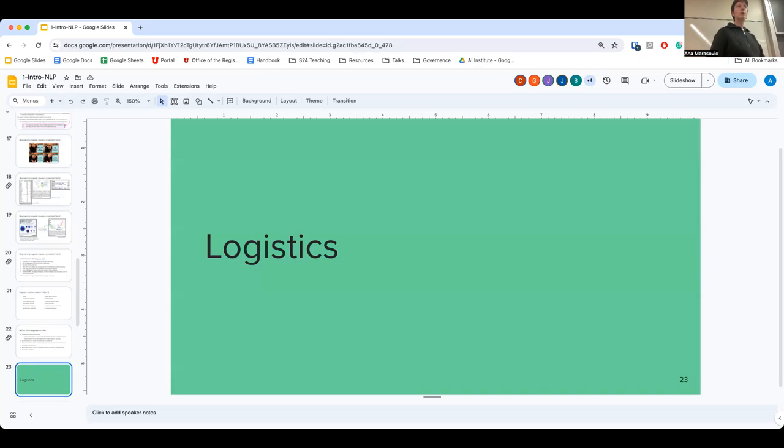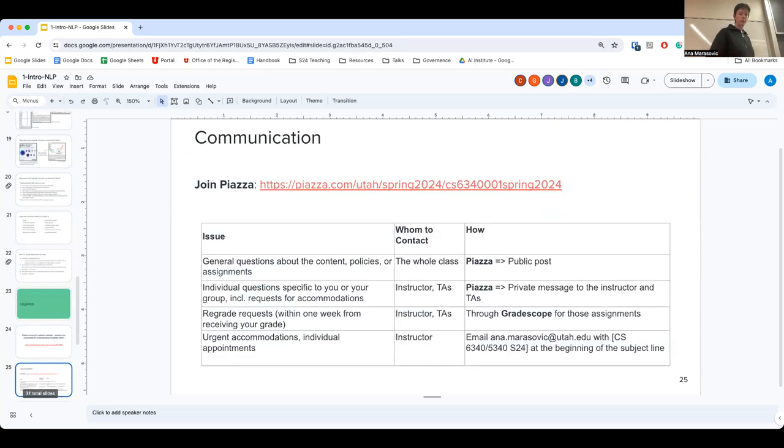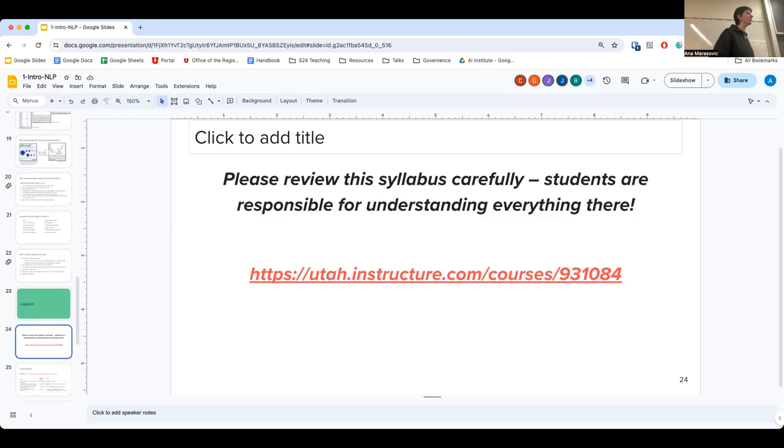And I want to use the remainder of the class time to talk a little bit about the logistics of the course. So first of all, you should all read the syllabus carefully. You are all responsible for understanding everything that's there. I probably will miss saying something that's in the syllabus, but if it's written there, it still holds. So please, after the class, read the syllabus carefully. If you have read it before, I did introduce a few changes yesterday. So maybe read it again.